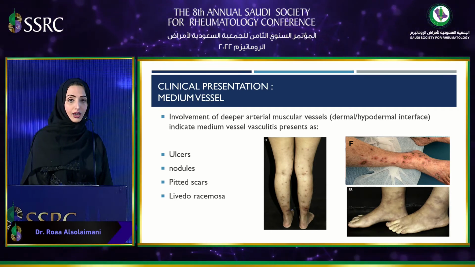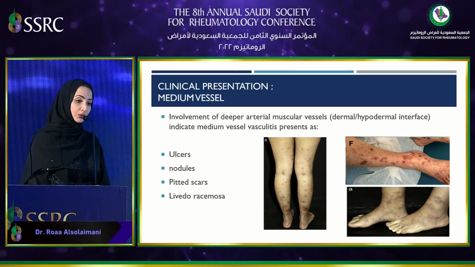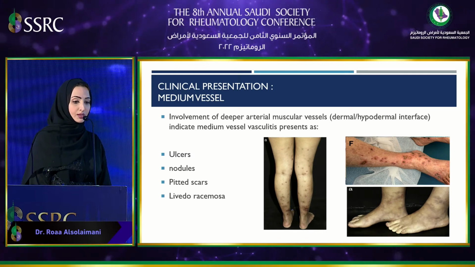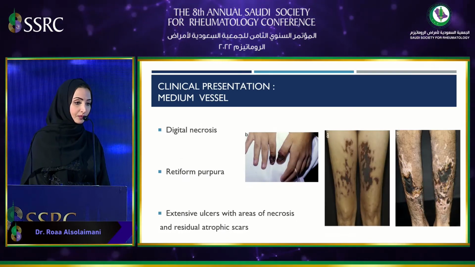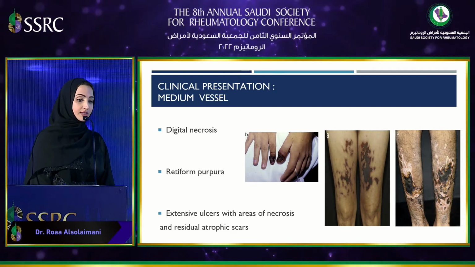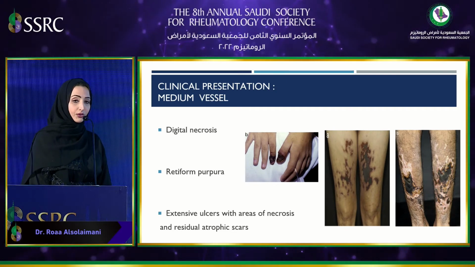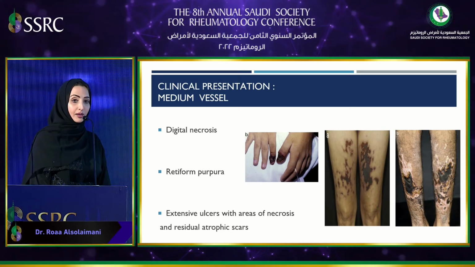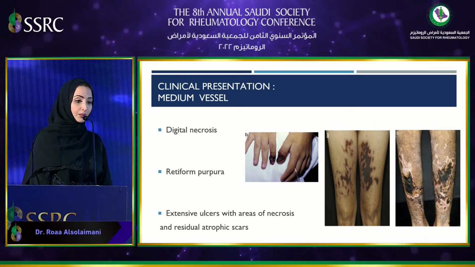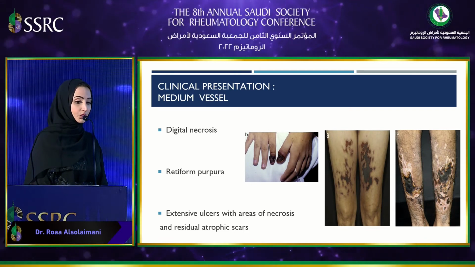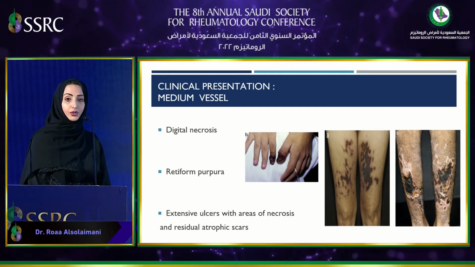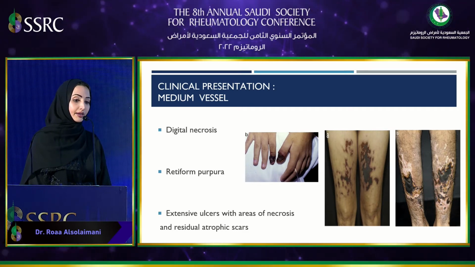What about if the patient has a medium vessel involvement? You have different cutaneous manifestations, including ulcers, nodules, scars, and livedo racemosa, as in the last image. In other medium vessel vasculitis lesions, you can see digital necrosis. As you see in the first image, this patient has PTU-induced ANCA vasculitis. The second one has retiform purpura from GPA, and the third patient has extensive ulcers with areas of necrosis, and this patient has MPA.